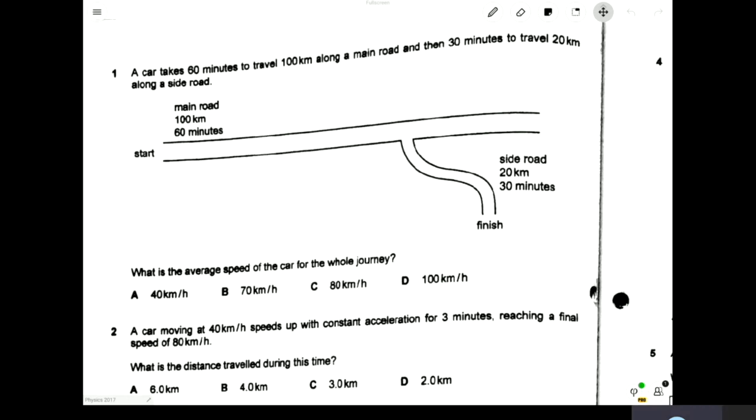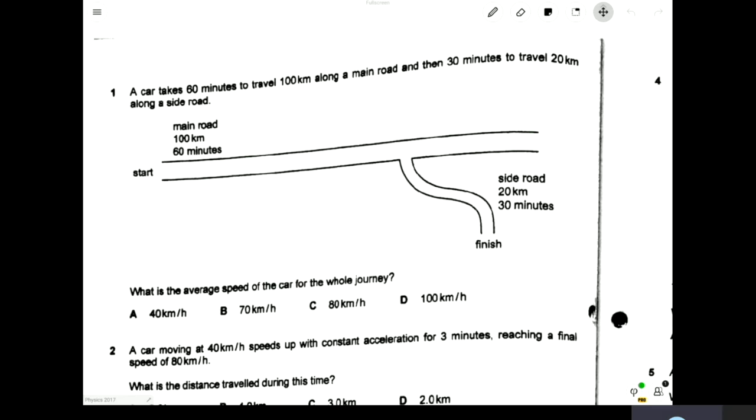So anyway, let's take a look at this. A car takes 60 minutes to travel 100 km along a main road, and 30 minutes to travel 20 km along a side road. What's the average speed? To find the average speed, the formula is average speed equals distance divided by time. So we need to find the total distance. What's the total distance?